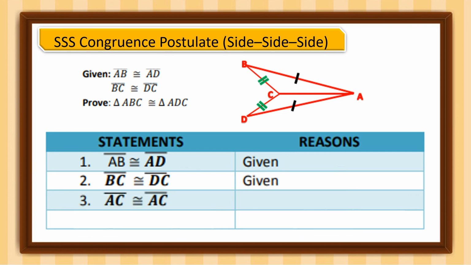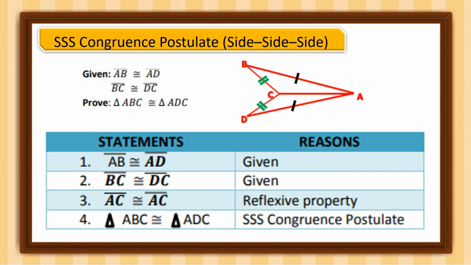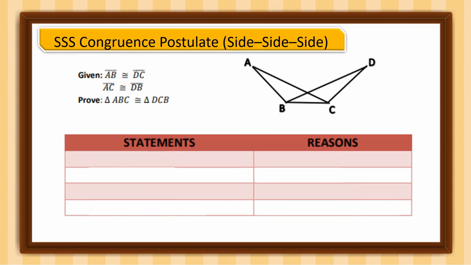And we have here segment AC is congruent to segment AC. It is by reflexive property. Now we already proved that triangle ABC is congruent to triangle ADC with the reason of SSS congruence postulate. Next, let's prove that triangle ABC is congruent to triangle DCB with the given: segment AB is congruent to segment DC and segment AC is congruent to segment DB.